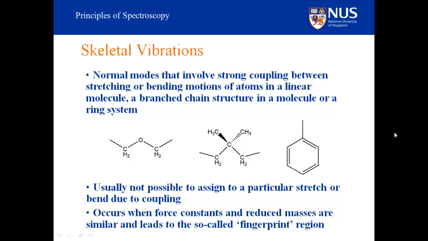The reason why you're getting this coupling is essentially because the force constants, say, for the CC bonds are all roughly the same. So they all have a tendency to couple together quite strongly, both in terms of stretching and bending. And they also involve the same reduced masses, so these bending or stretching couple together to give what is known as the fingerprint region of the infrared spectrum.